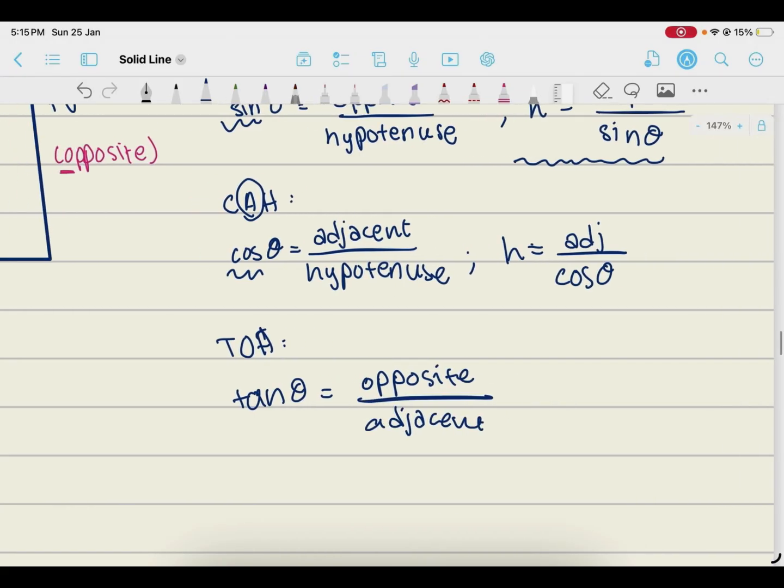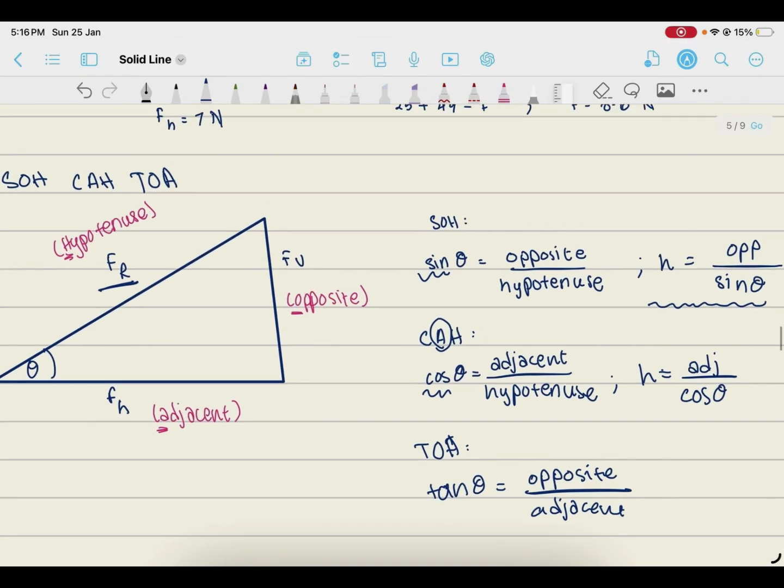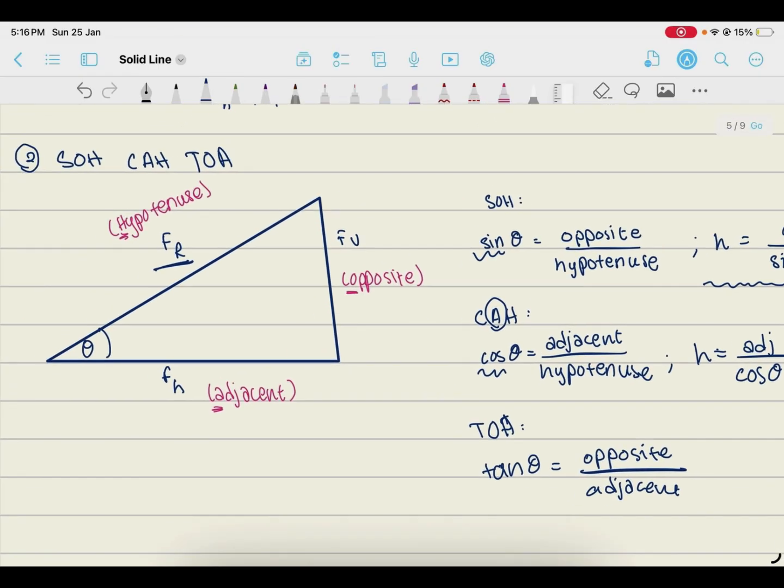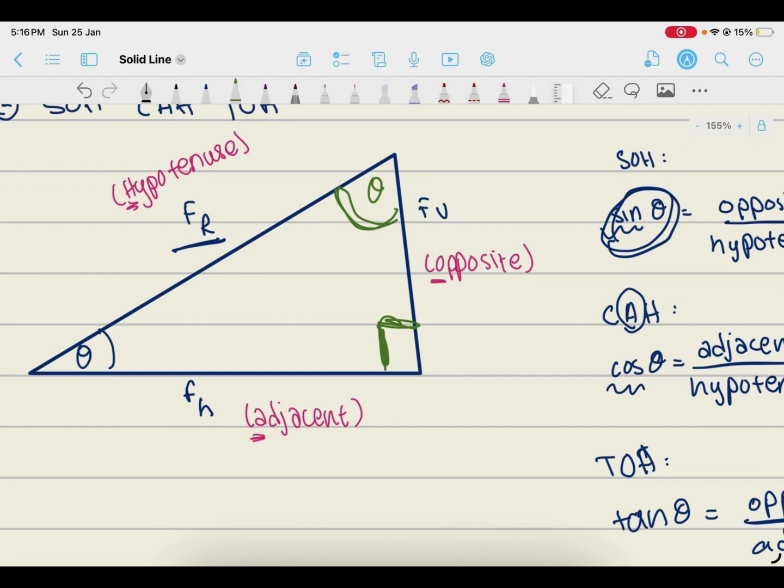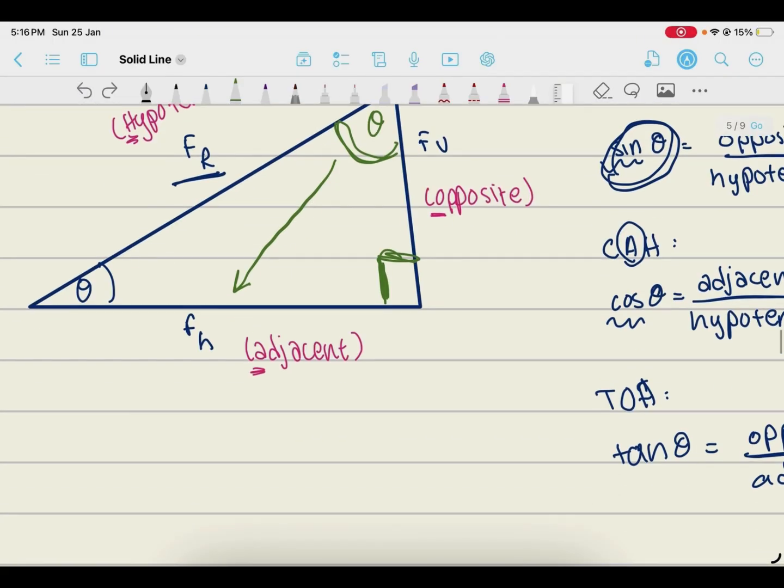And again, it's not exactly useful because the resultant is the hypotenuse. Now we're done with SOH CAH TOA, but this sine theta can be used when the angle and its opposite are known, okay? And cos theta can be used when the angle and its adjacent are known. For example, we know this angle, okay? Also, this is a right angle, just by the way, obviously. If we know this angle, then its opposite will be FH, and its adjacent will be FV, the vertical component, right? So keep that in mind too.